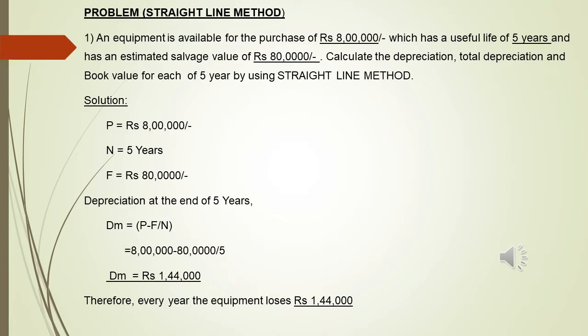Now we calculated what is depreciation. Now we have to find, they have also asked to find total depreciation and book value. To calculate this, we have to make tabular columns. So through tabular columns we can find it out. Let's see it in the next slide. The tabular columns, I have indicated it in the next slide.